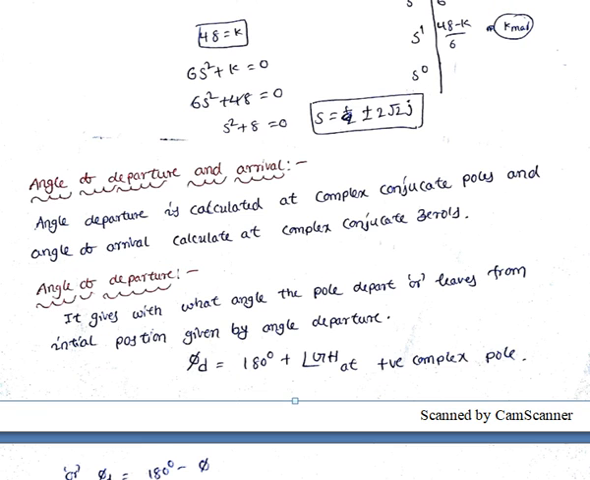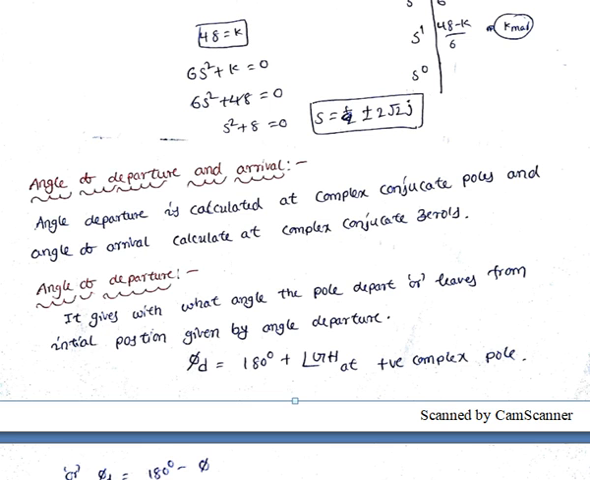Okay. Angle of departure is always calculated for complex conjugate poles, and angle of arrival is calculated for complex conjugate zeros. If the poles are complex conjugate, then the angle of departure exists. If the zeros are complex conjugate, the angle of arrival exists. Angle of departure gives the angle at which the pole departs or leaves from its initial position.